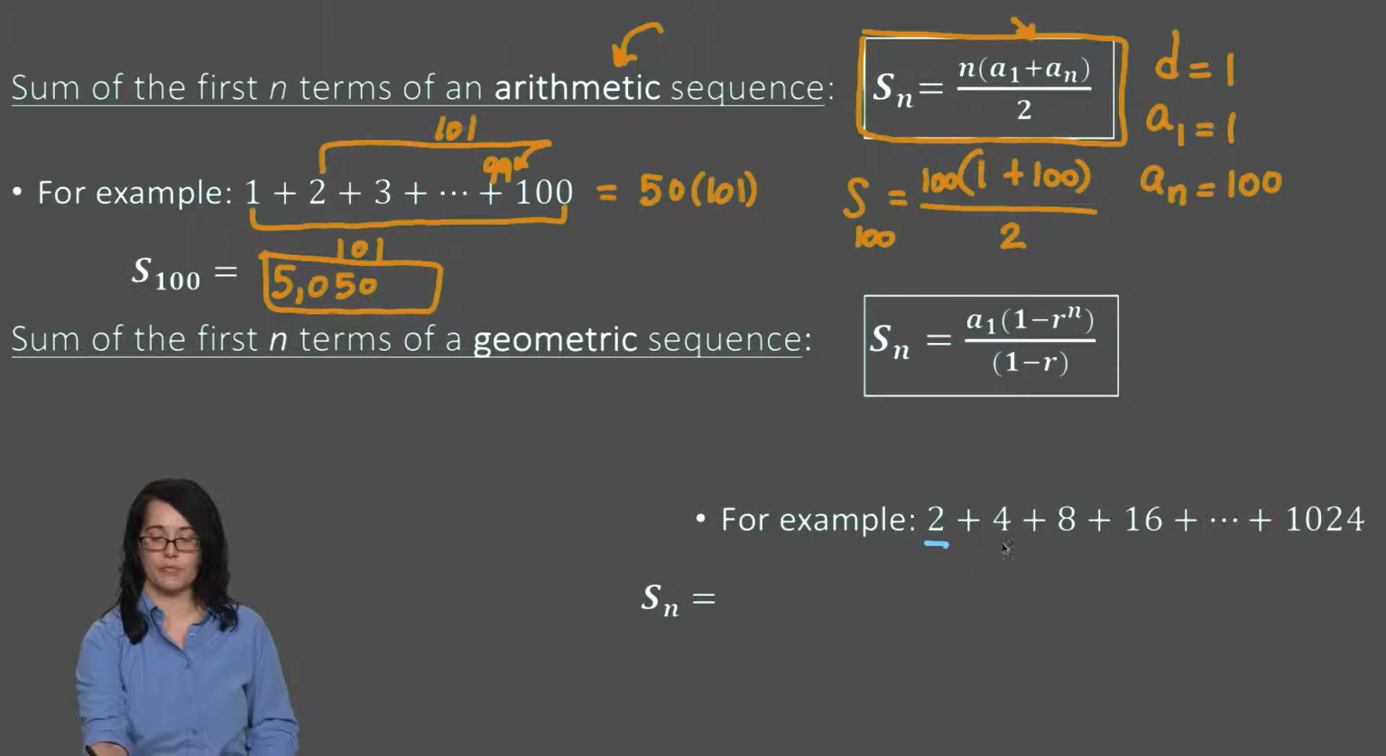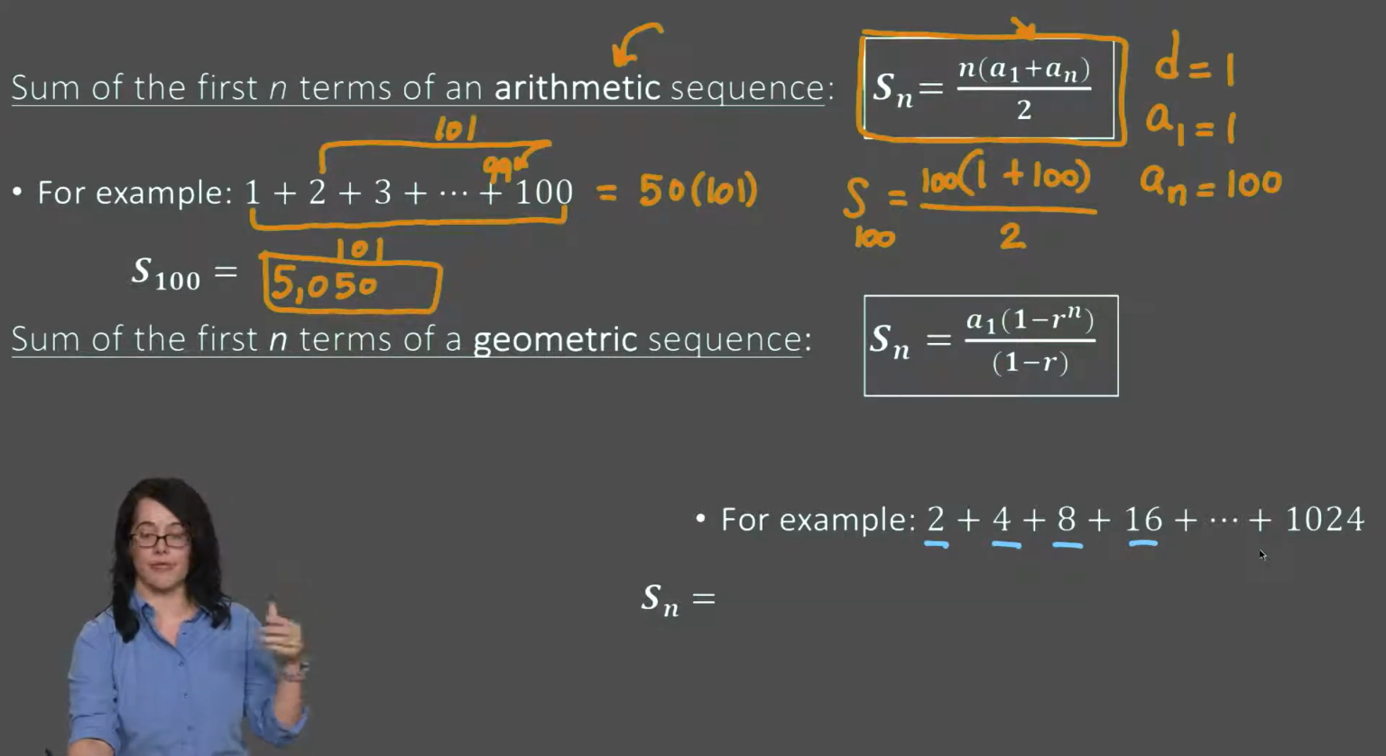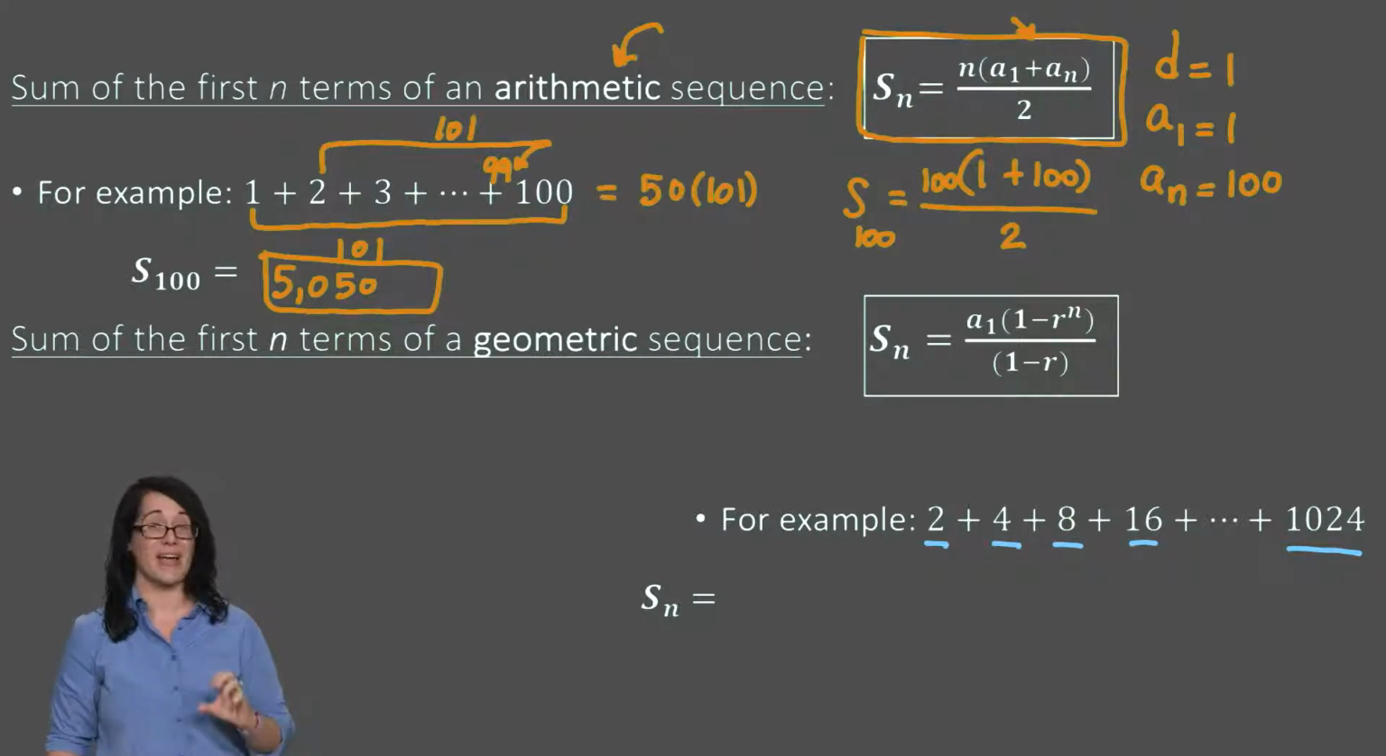We have 2 plus 4 plus 8 plus 16 plus ... which means continue this way, plus 1,024. So we're asked to add up the terms of this geometric sequence. Again, as you move into calculus and other future math classes, you have to recognize the pattern yourself. So you would say to yourself, self, what's going on between consecutive terms? Am I adding the same number each time, or am I multiplying by the same number each time? Or neither one, right? We don't always have arithmetic or geometric sequences.